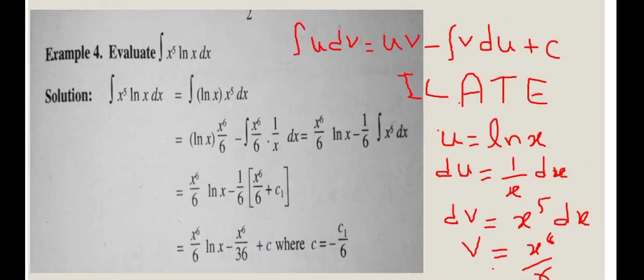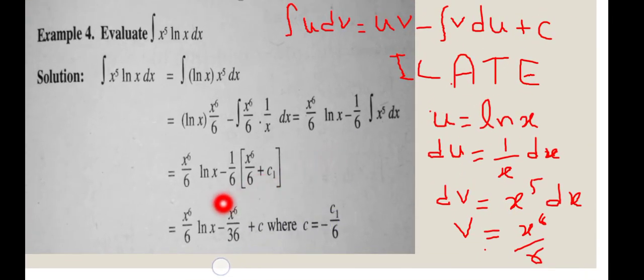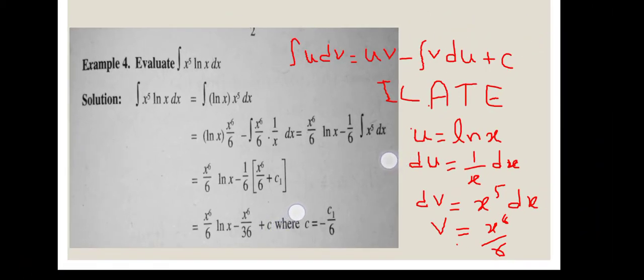And now by simplifying, we can write it as x raised to the power 6 divided by 6 ln of x, minus, denominators are multiplied, 1 multiplied by x raised to the power 6, minus x raised to the power 6 divided by 36. Plus, when minus 1 by 6 is multiplied by c1, we can say minus c1 by 6 is any arbitrary constant of integration c. So in place of minus 1 by 6 c1, we can write c. I hope you have understood the example.